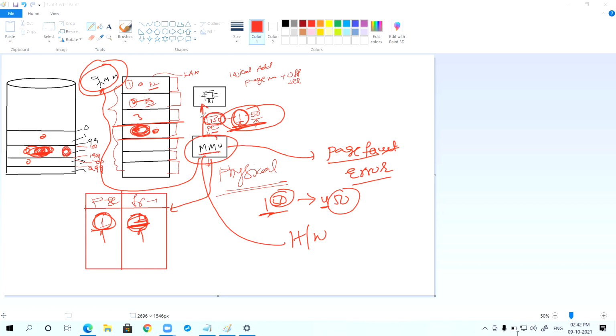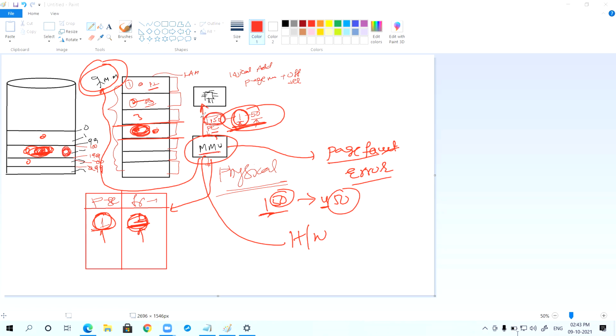Again, what is a page fault? Note it down: if the required page is not available in the frame, then a page fault occurs. If a page fault occurs, what happens? A page is demanded.